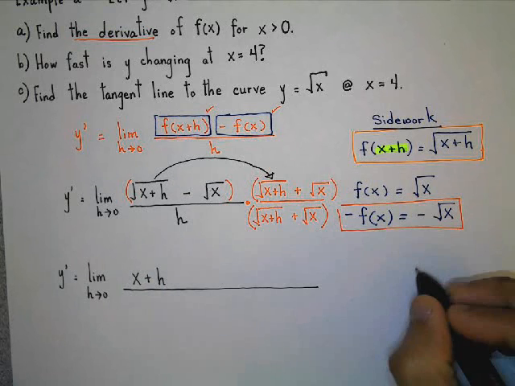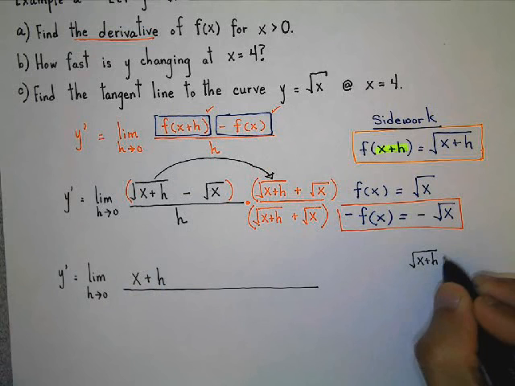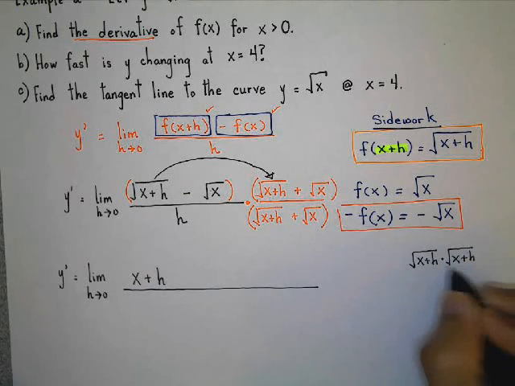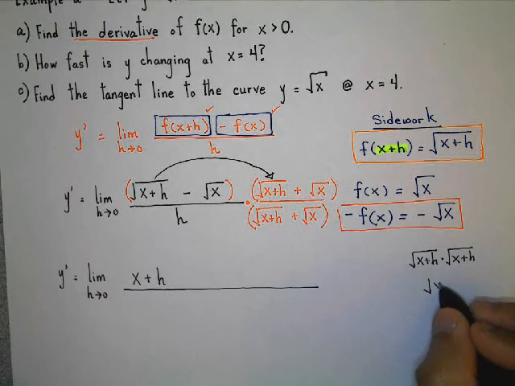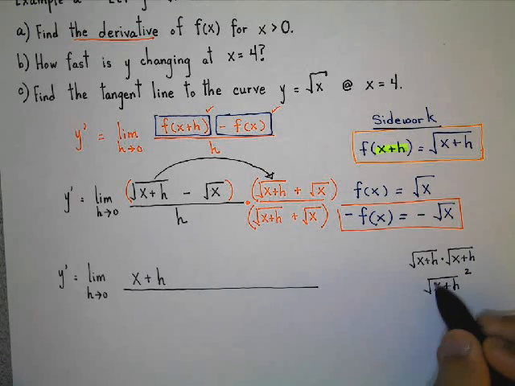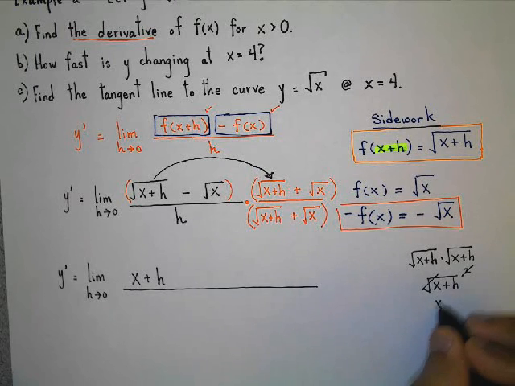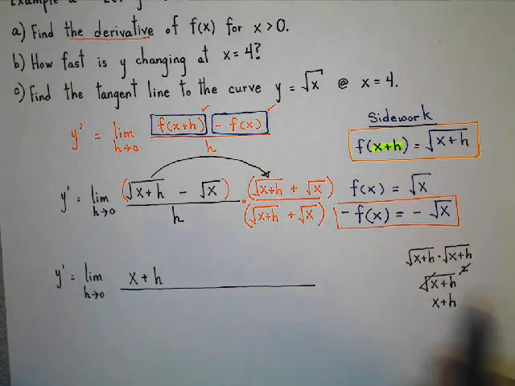If that was a little weird to understand, just think about it like this. We had the square root of x plus h times the square root of x plus h. It's really what we're doing. And then the square root of x plus h times this is really the square root of x plus h squared. Now, a square and a square root we know will undo each other, leaving us again with just that x plus h, which is what I have written right here.